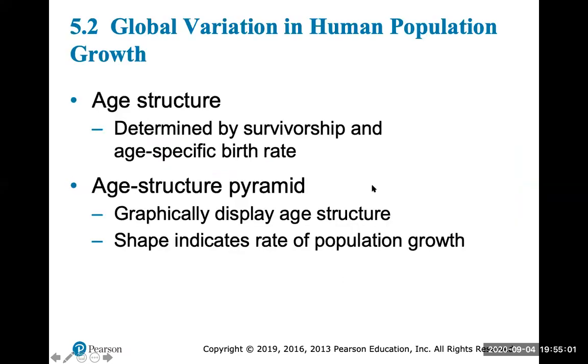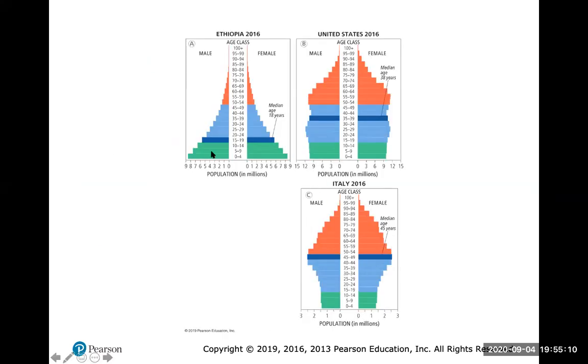Age structure and age structure pyramids. These pyramids graphically display age structure, and the shape will indicate the rate of population growth. So here we have the population of males and females of a country in Africa, Ethiopia. It's showing that there are more children in the lower age brackets, and fewer in the much higher age brackets. That's because you have lots of babies being born, but you have a low life expectancy, so there aren't many living to be a certain age.